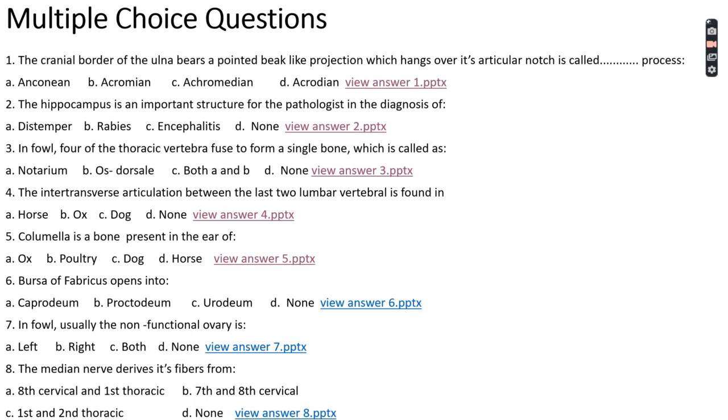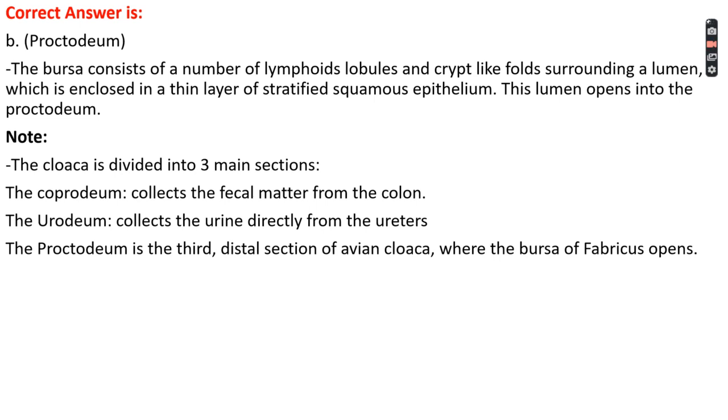Question number 6. Bursa of Fabricius opens into: option A, coprodeum; option B, proctodeum; option C, urodeum; option D, none. The right answer is option B, that is the proctodeum. The bursa of Fabricius opens into the proctodeum. In the cloaca of the fowl, we find three types of openings: the coprodeum, which is the opening of the colon, and the urodeum, which is the opening of the ureter. The proctodeum is the third and distal section of the avian cloaca, where the bursa of Fabricius opens.